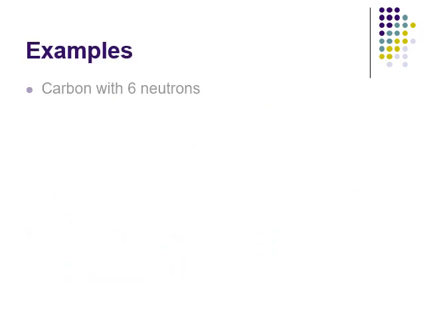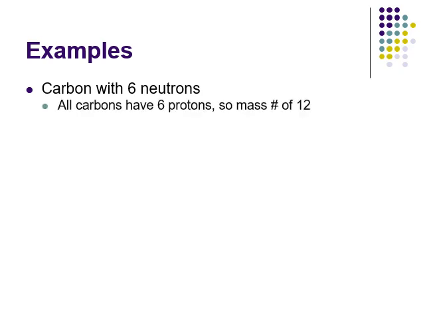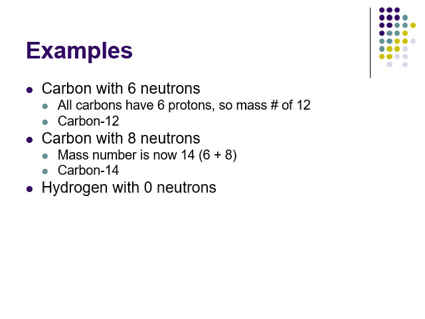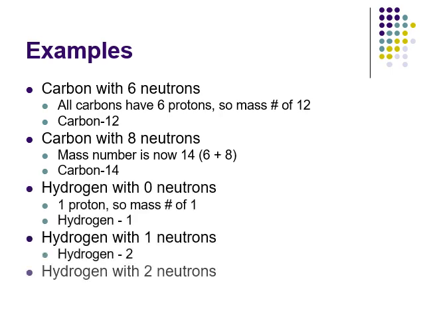So we can see here, if I have a carbon with 6 neutrons, carbon always has 6 protons. So 6 protons plus 6 neutrons makes 12 as its mass number. We would write carbon-12 as the shorthand for the isotope. If I have a carbon with 8 neutrons, it would now have a mass number of 14 because 6 plus 8 is 14. So that'd be called carbon-14. And we have some other examples here.